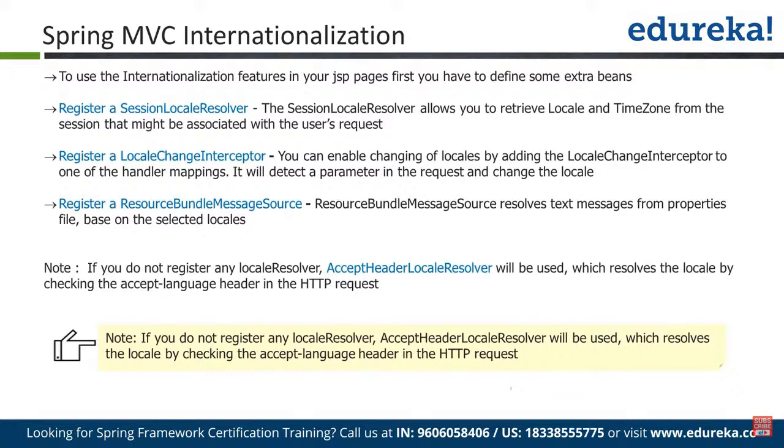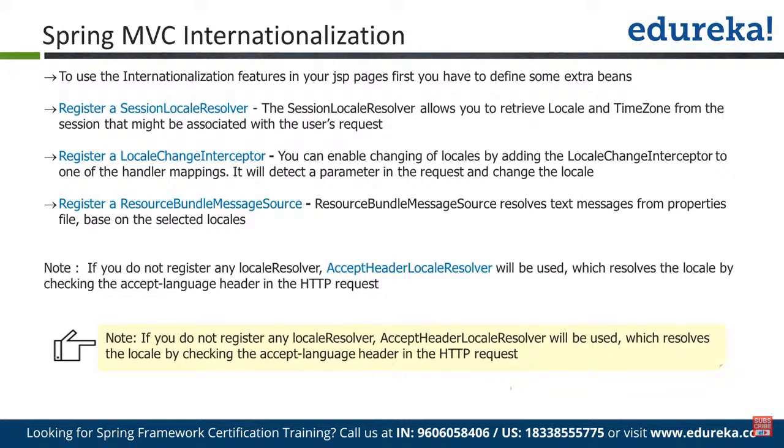The third bean we need to register in the XML configuration file is resource bundle message source. It's again Spring context, I guess. It resolves the text messages from the properties file based on the selected locales. For example, if you are going to support 3 languages in your application, maybe English, French, and Spanish, then you need to have 3 properties files, one for each locale. On the basis of the user request, the properties file or the text messages will be loaded by fetching the locale from the request as per the user session. That is the job of resource bundle message source, which is used to load the properties file for you.